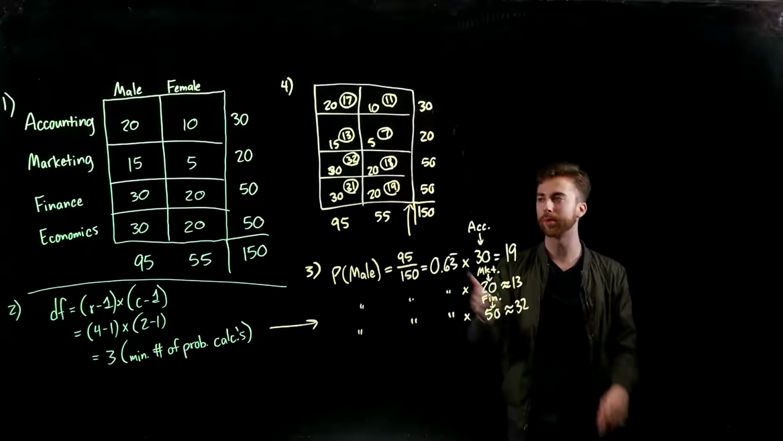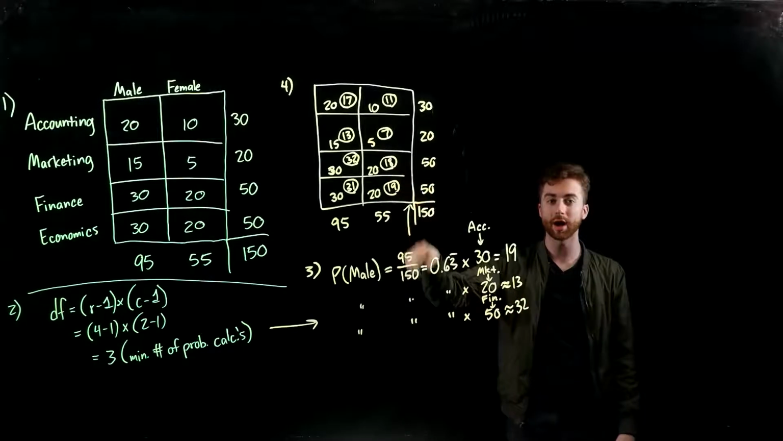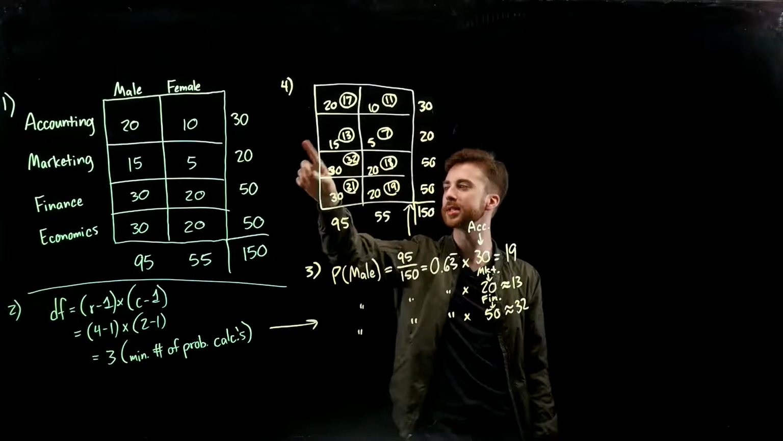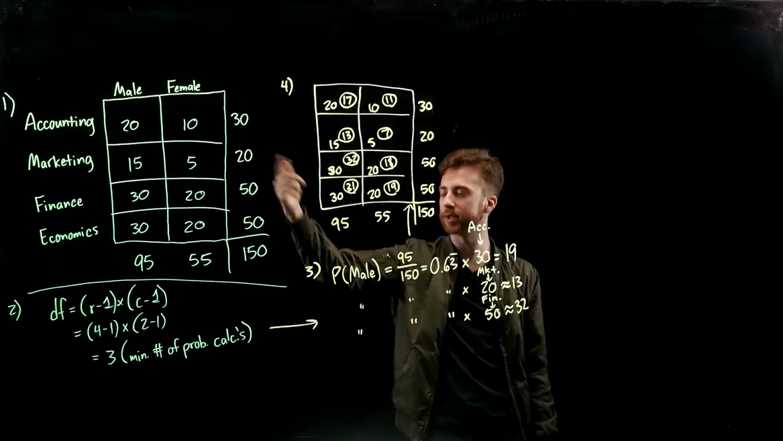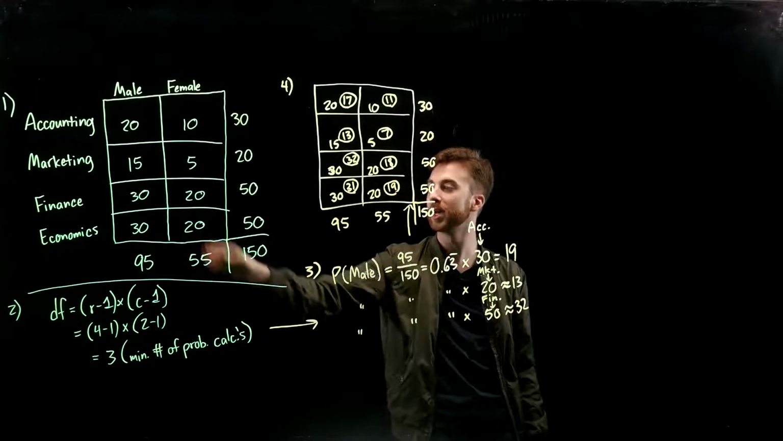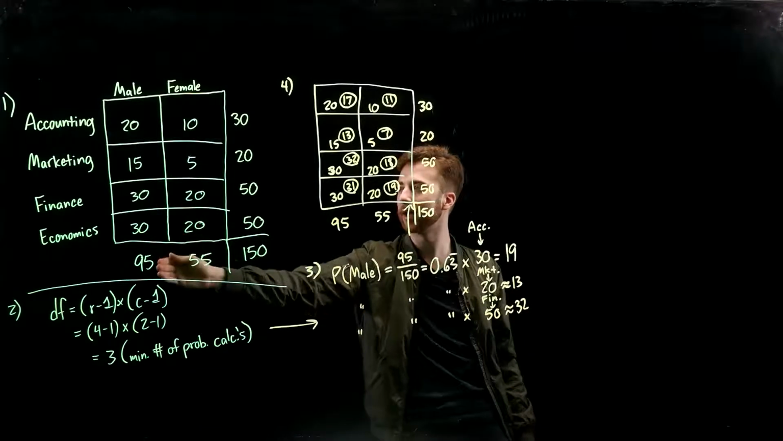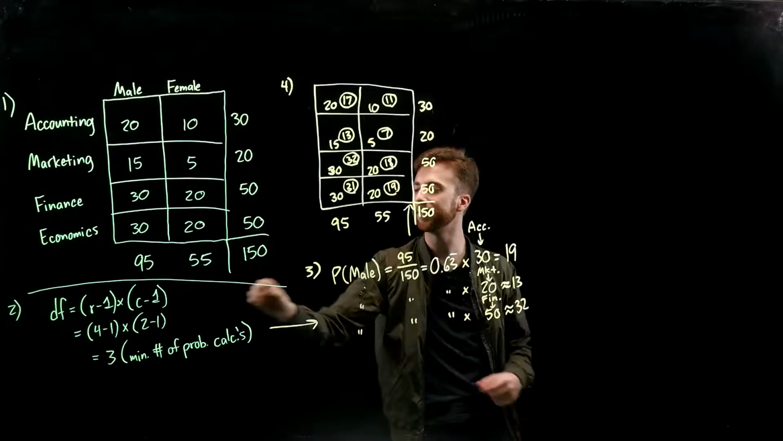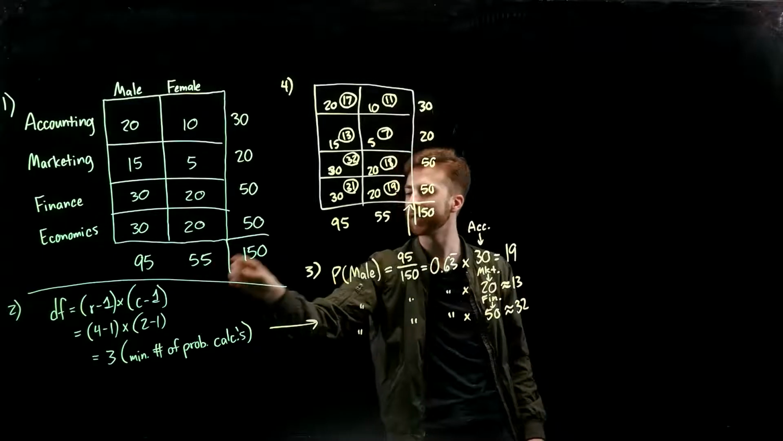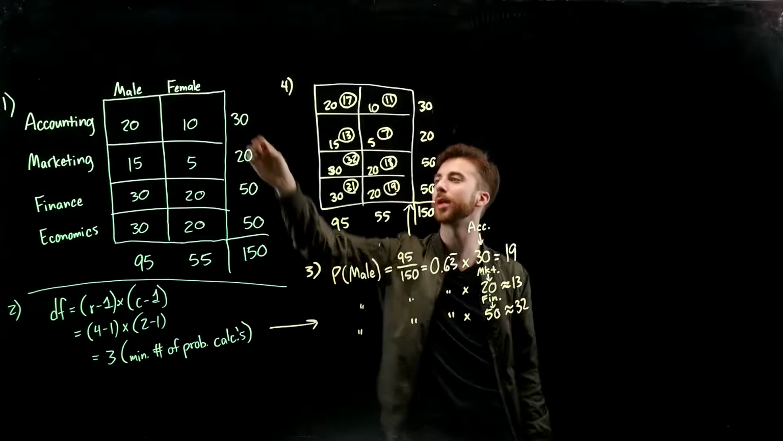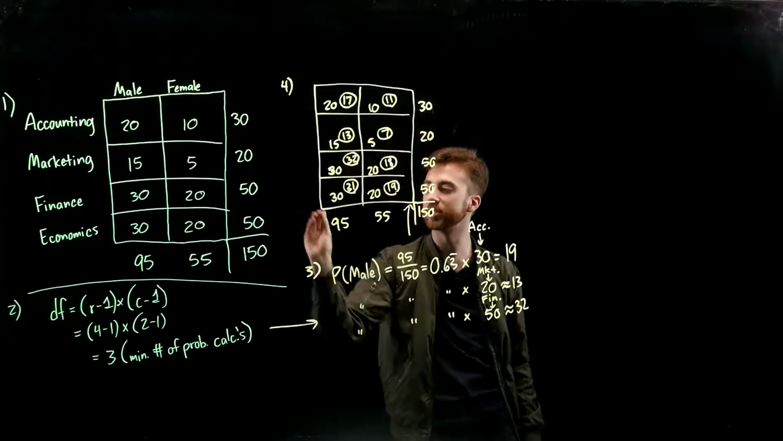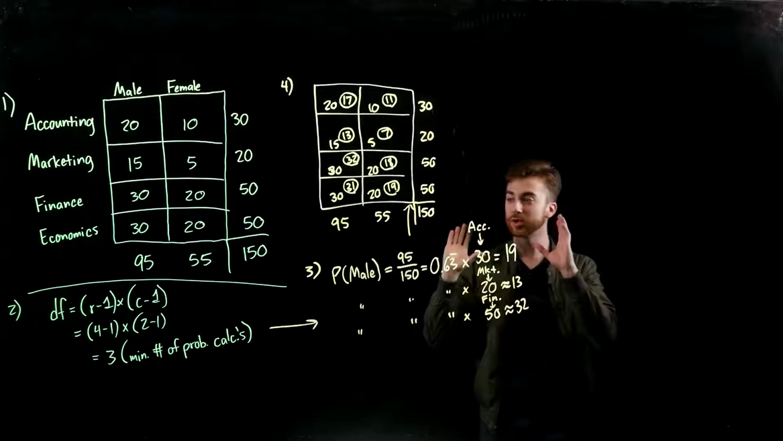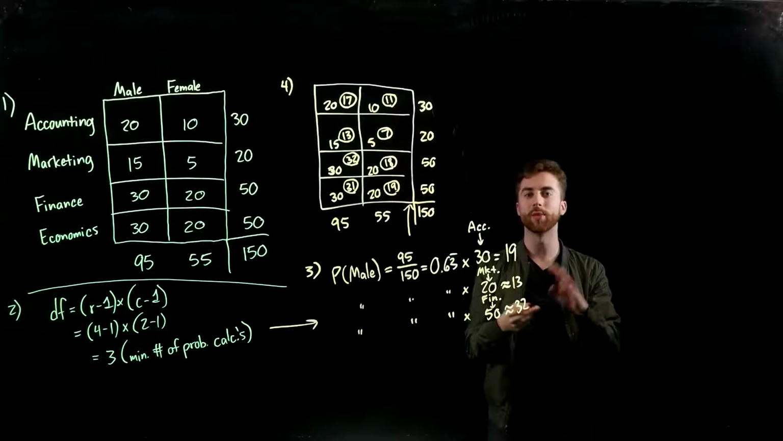So the first step, remember, was to add the rows across and the columns down. So I did 20 plus 10 is 30, 15 plus 5 is 20, so on and so forth, and got all of these row totals. Then I added all of the males up to get 95, all of the females up to get 55. When you add the column totals together, it gives you 150, which should match up with the row totals you add together, all of which is going to equal 150. So now you have everything laid out so you can continue on with the second step.